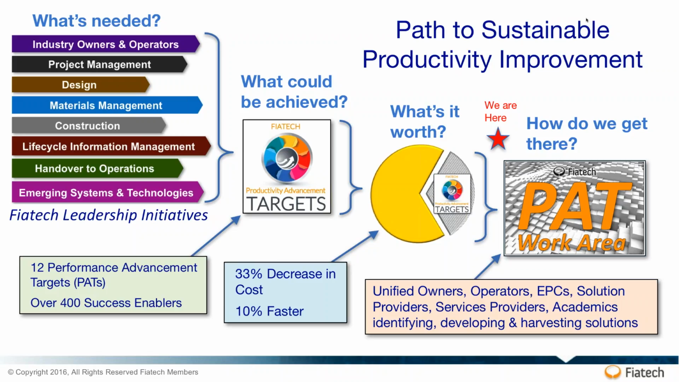So just a real quick look at where we've been. We started last fall with the leadership initiatives, and then really dollarized what we thought the potential was within each of those, stated those as 12 performance advancement targets, and began to work, okay, if that's the step forward we want to take, what are the success enablers that have to be in place in an organization to achieve each target? When we dollarized that, it came out to be about a 33% decrease in overall investment cost and a 10% reduction in cycle time, which is obviously a big enough carrot to go after.